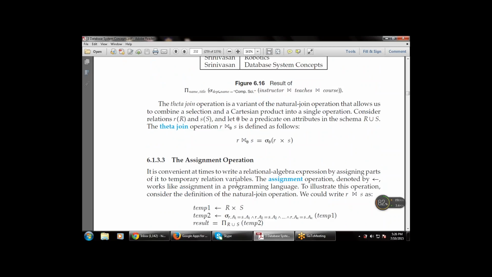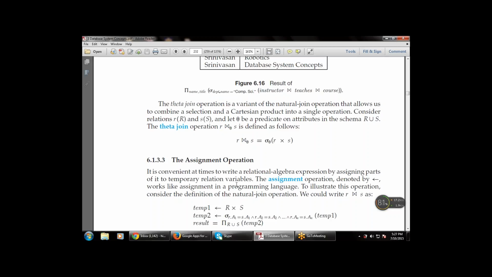Then next is the assignment operation. One was the set intersection, one is the natural join, and next is the assignment operation, which is how to pass values from one temporary relation to another relation. It is convenient at times to write a relational algebra expression by assigning parts of it to temporary relation variables. The assignment operation, denoted by the arrow sign, works like assignment in a programming language, and in the same way it is used in a relational algebra query.